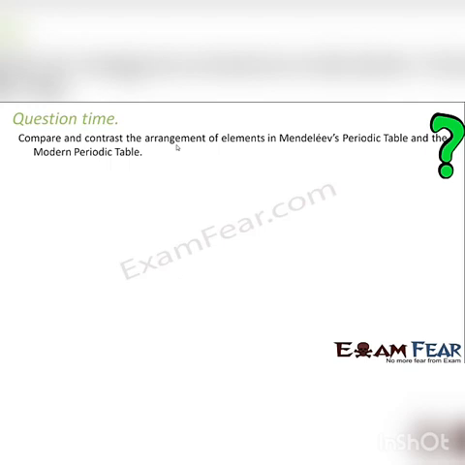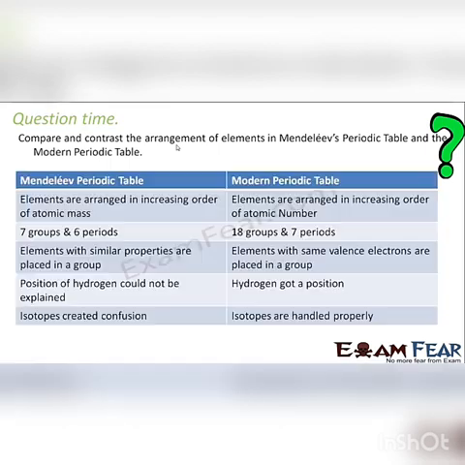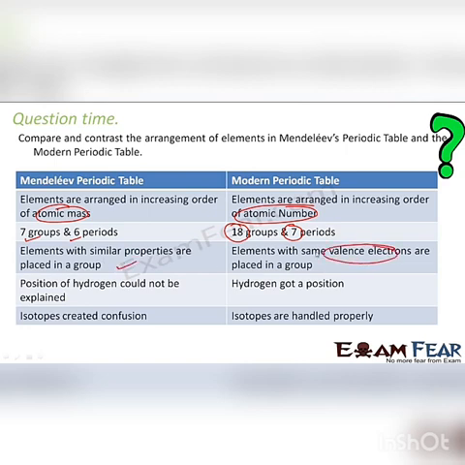We'll compare Mendeleev's and the modern periodic table. Here's a comparison. In Mendeleev's, elements are arranged on the basis of atomic mass. In the modern one, it is arranged on the basis of atomic number. There are 7 groups and 6 periods only in Mendeleev's; there are 18 groups and 7 periods in the modern one. Elements with similar properties are placed in a group in Mendeleev's, and here elements with the same valence electrons are placed in a group. Please note there's a difference here.